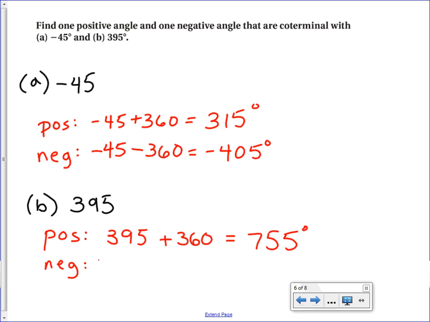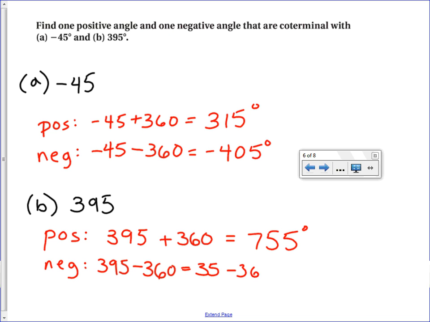To get to a negative, if I'm starting at 395 and I want to get negative, I'm going to have to subtract 360. But that's not going to be good enough. That's only going to get me down to 35 degrees. But I need to be negative, so I'm going to have to subtract another full circle from that to get down to a negative coterminal angle. So if you subtract another 360 from 35, you end up at negative 325 degrees. And that would be a negative coterminal angle with the original 395 that we started with.